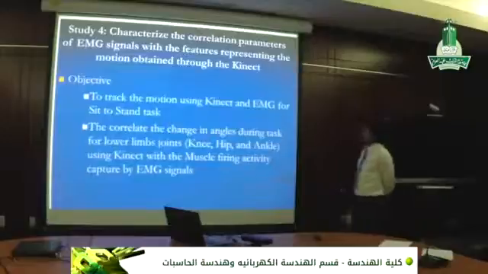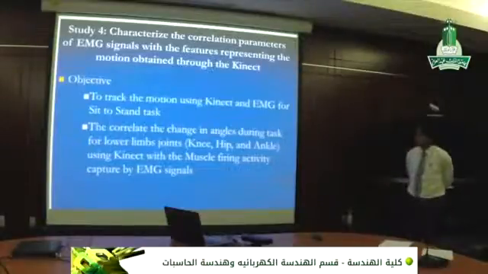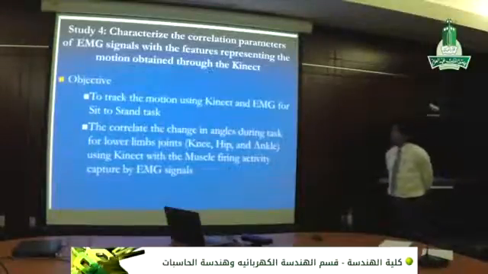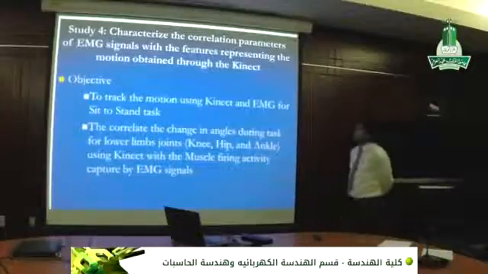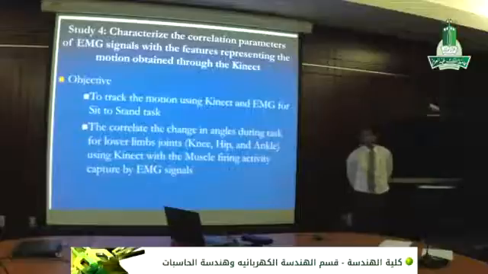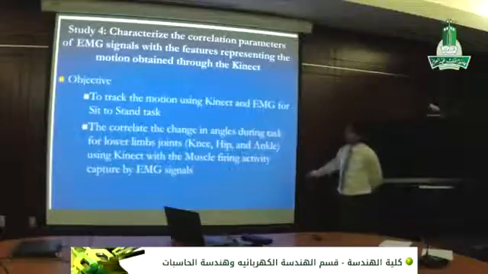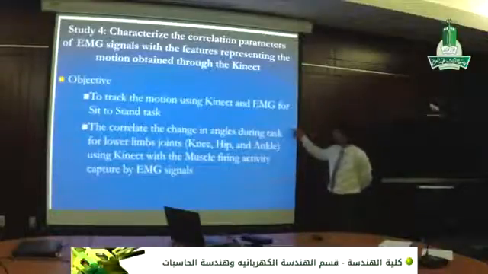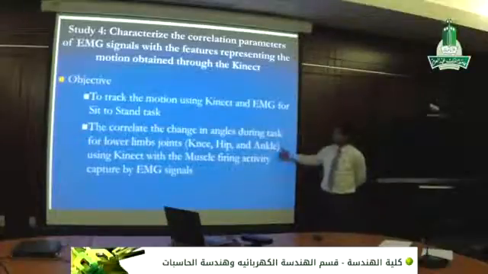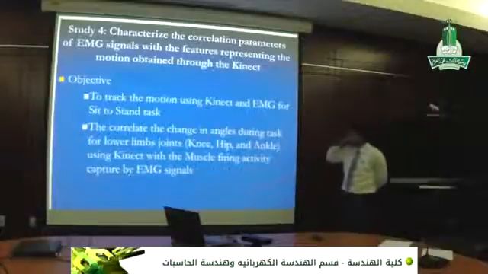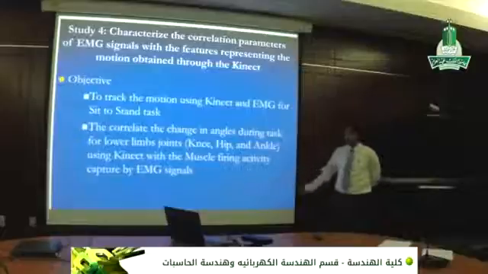This was the fourth study that we conducted for this project and thesis. We wanted to characterize the correlation parameters of the EMG signal with the features representing the motion obtained through Kinect. The objective of this study was to track the motion using Kinect and EMG for the sit-to-stand task, and correlate the changes in angle during the task for the lower limbs, that is neck, knee, hip and ankle, using Kinect with muscle firing activities captured by the EMG signal.